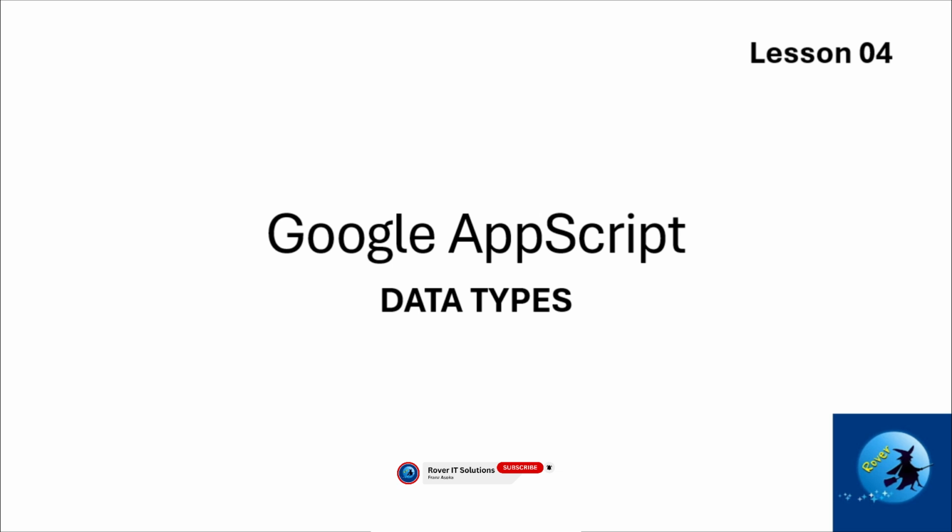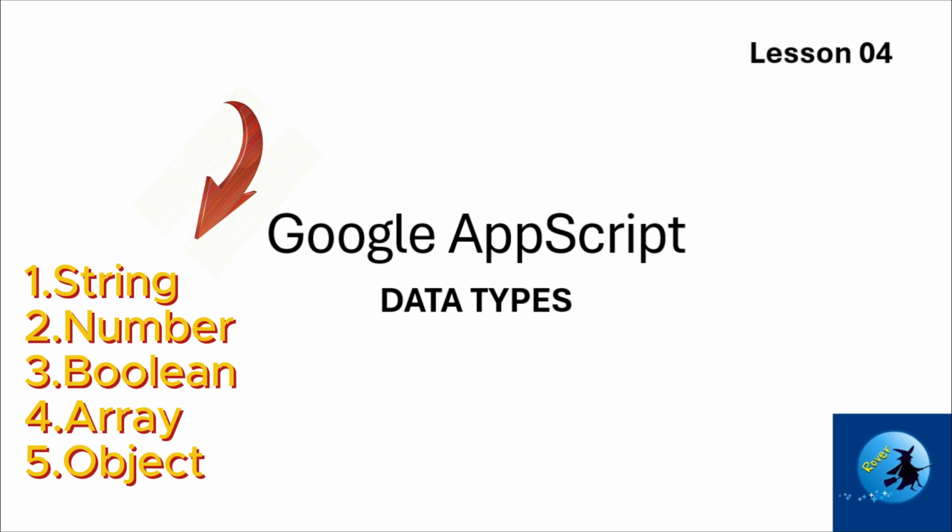Today we are going to learn about 5 important AppScript data types: string, number, Boolean, array and object. And also create practical examples and display different data types using Logger.log. And at the end of the lesson, I'll give you a homework challenge where you will create your own employee object.